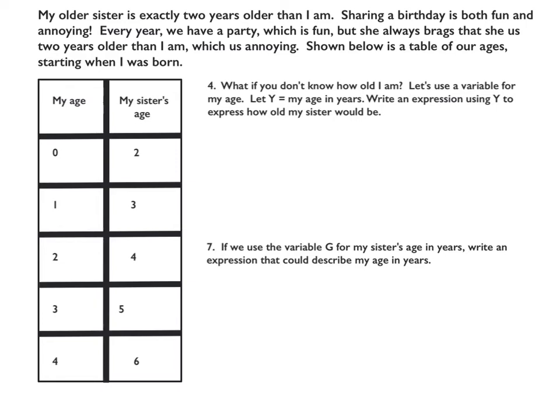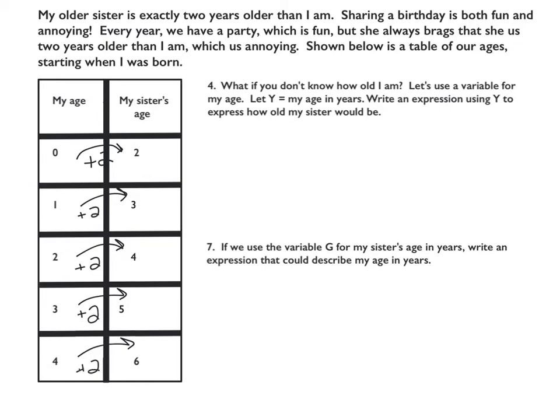So if you notice, going from my age to my sister's age, we're always doing what math? So as we go from 0 to 2, 1 to 3, 2 to 4, 3 to 5, hopefully you're seeing that we're always adding 2. So we're adding 2 every single time. So that's definitely a pattern that we're going to use here.